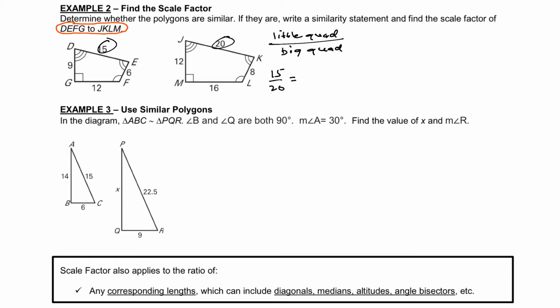And we can see that the side length of 6 in the little quadrilateral corresponds with the side length of 8 in the large quadrilateral. So that ratio in red is 6 over 8. And we can see the side length of 12, which I did in blue, corresponds to a side length of 16. So I have the ratio 12 over 16. And then the last one will be the ratio formed from the side length of 9, which corresponds to the side length of 12 in the large polygon.